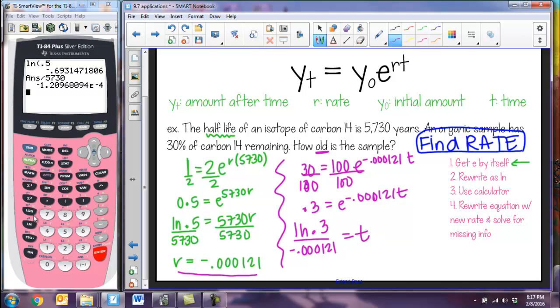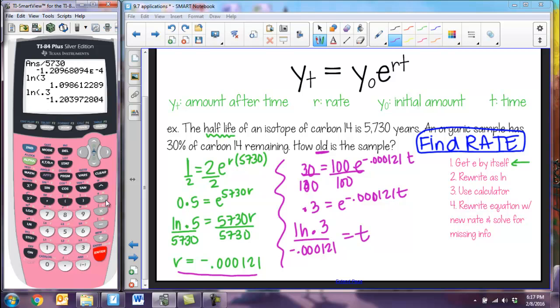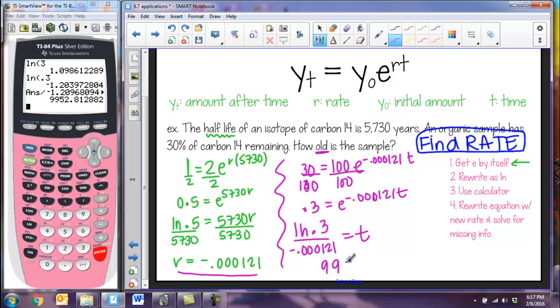So again, I'm going to take the natural log of 0.3. And then I'm going to divide it by, and again, you can just paste this number that's up here. And I would find out that this sample was about 9,953 years old. And that's all you got to do for these.